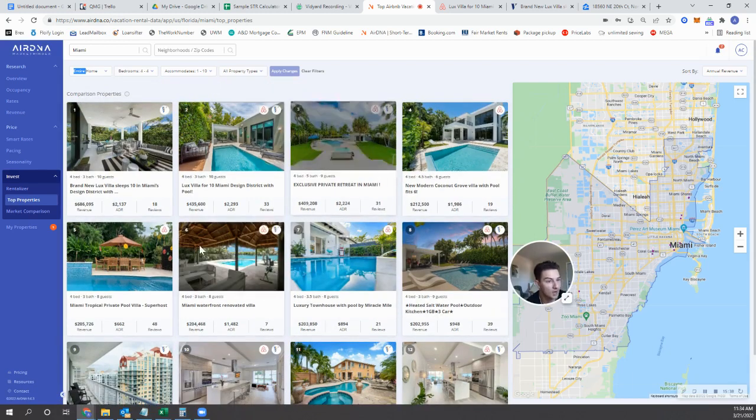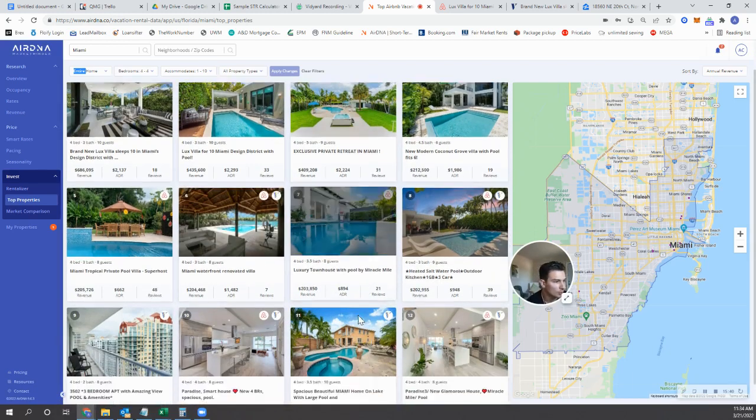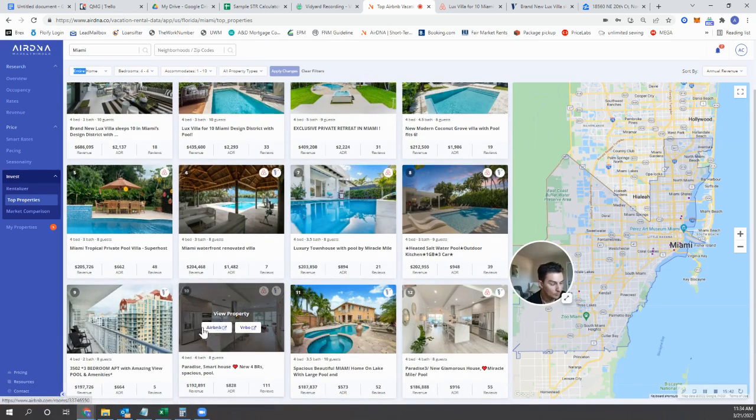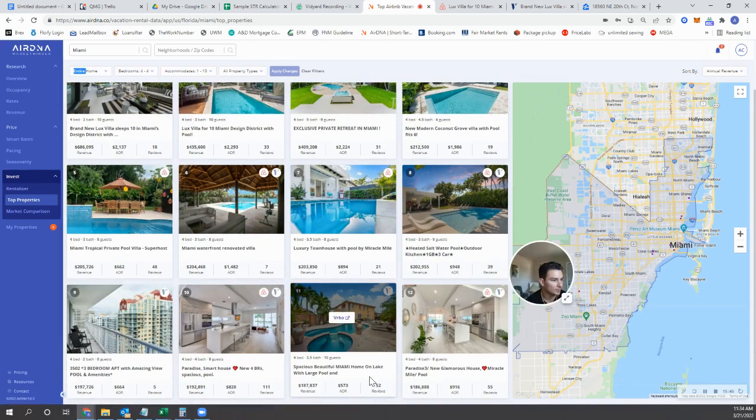But now at least we know the comps. We know where our property is going to fall. I think it's going to fall pretty close to the 90th percentile. I really do. We got a nice pool. We got a big house. It's an expensive house. It's a big house. It's got a lot of nice furniture in there.